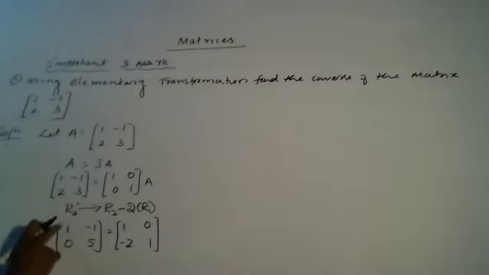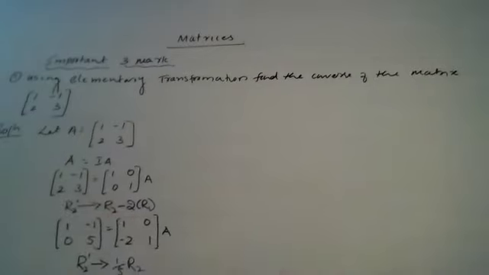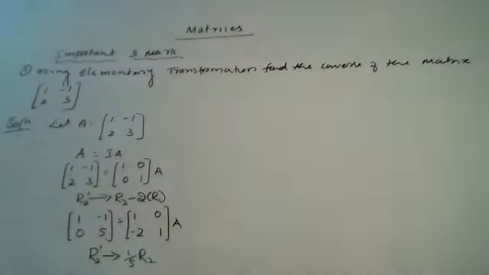Now I want to make this matrix the identity matrix. Simultaneously, the other matrix will change. To make this 1, what I am going to do: R2 changes to 1 by 5 R2. That means divide R2 by 5.